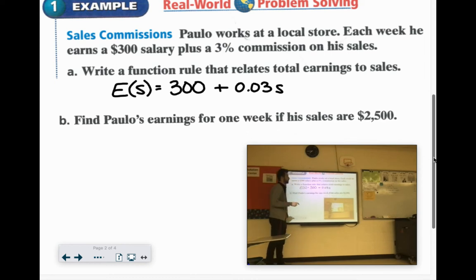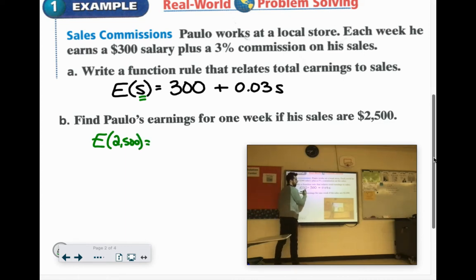Find Paulo's earnings for 1 week if his sales are $2,500. So this is what we're going to put in for S. So we'll say E is earnings with $2,500 of sales. And then we just substitute that in every time we see an S, which is right here. So we say 300 plus 0.03 times 2,500.